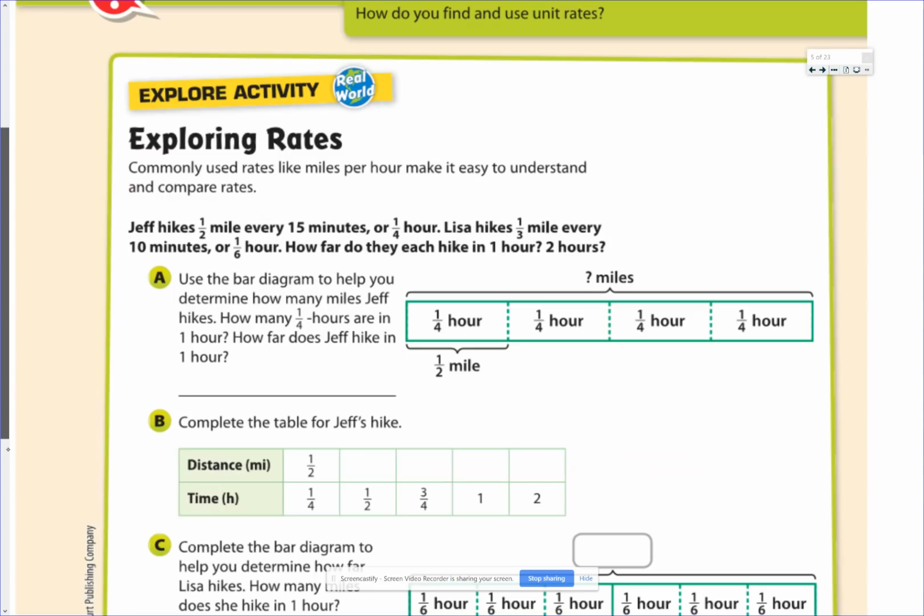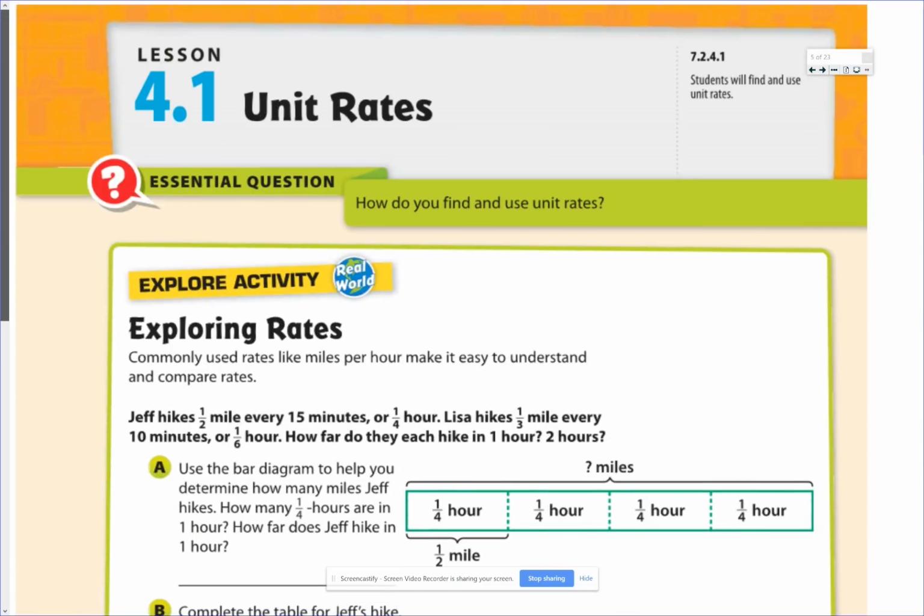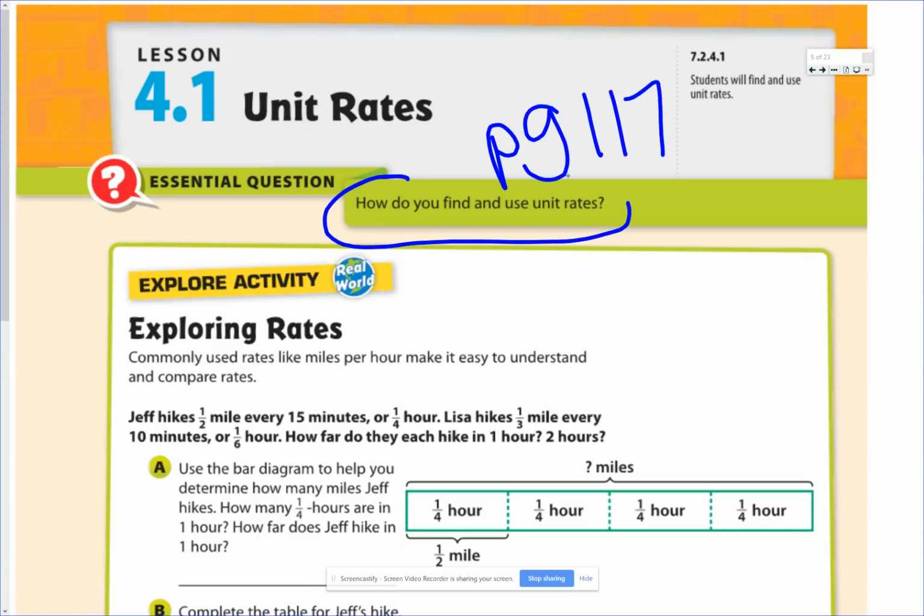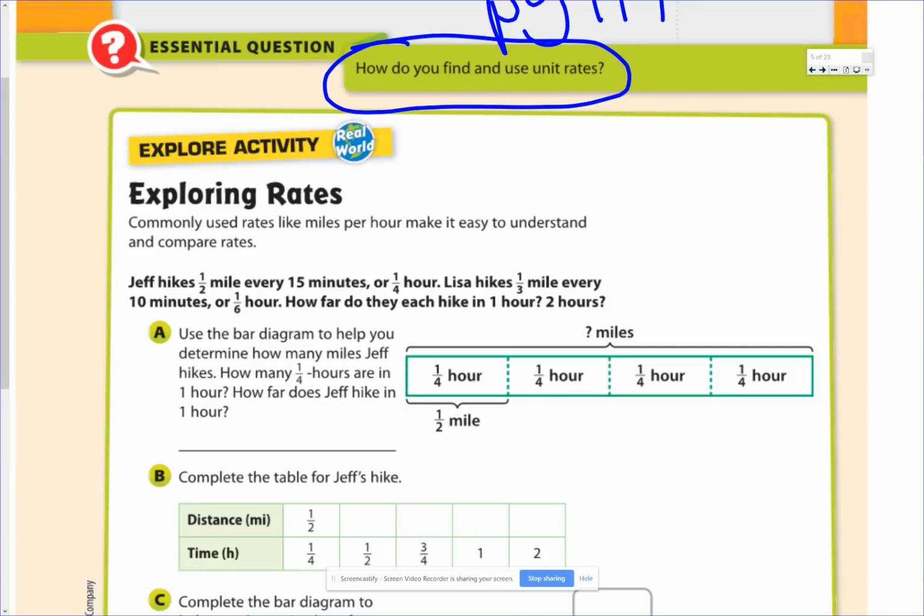So here's what I want you to do. Grab your textbook. Let's open up to page 117, because this is exactly what we just started talking about. How are we going to find and use unit rates? This is the first thing we did. So here's what they did. I kind of like that clock visual. They did it in a bar like this with this data.